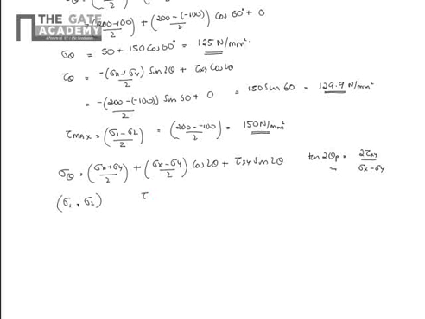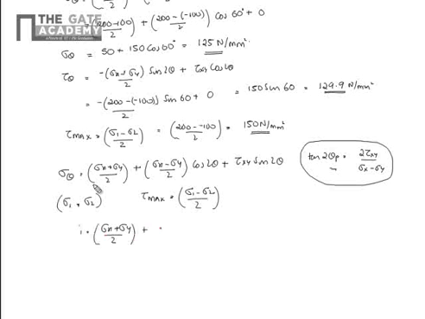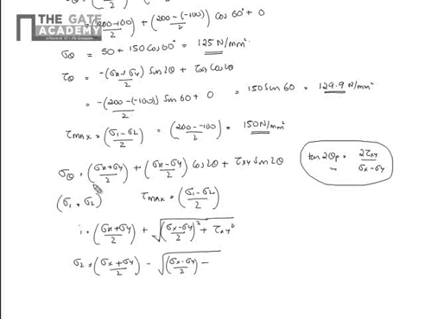And the maximum shear stress we can find by the relation sigma 1 minus sigma 2 by 2. On substitution of this value of tan 2 theta p into the equation for sigma theta, we get sigma 1 equal to sigma x plus sigma y by 2 plus square root of sigma x minus sigma y by 2 whole square plus tau xy square. And sigma 2 will be sigma x plus sigma y by 2 minus square root of sigma x minus sigma y by 2 whole square plus tau xy square.